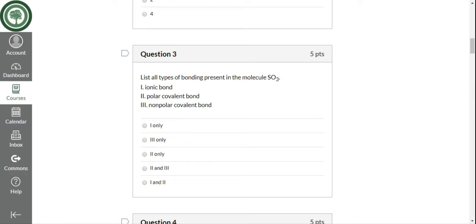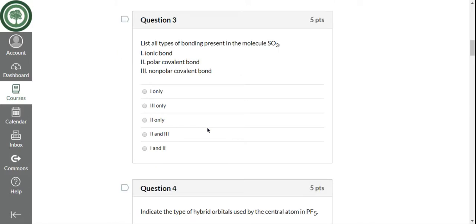What type of bonding is present in SO3? So here there's only nonmetals. You only have ionic between metals and nonmetals, and it's polar covalent when the difference in electronegativities is much greater, and nonpolar when the electronegativities are very, very similar. So since oxygen has a higher electronegativity than sulfur, it is a polar bond.